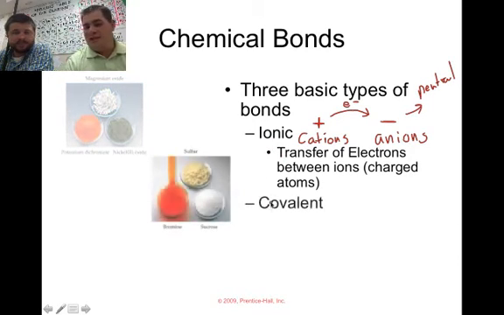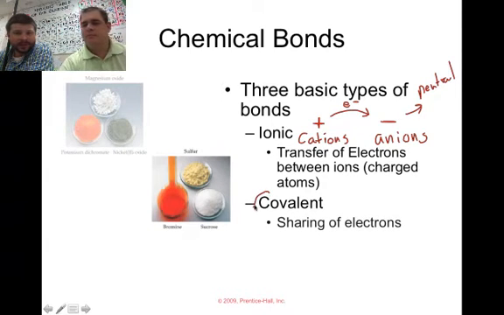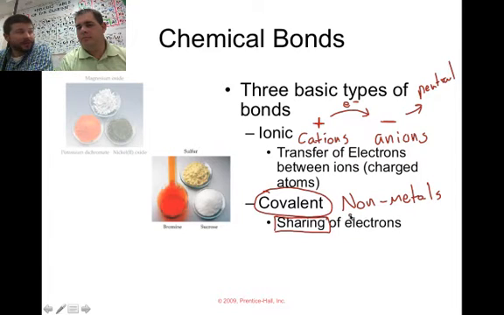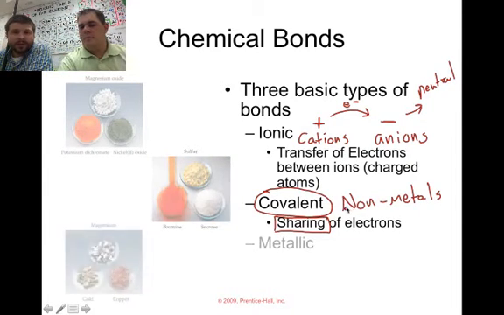So what about covalent? Covalent is a little bit different than ionic. Instead of transferring electrons, the key word here is sharing electrons. They're sharing electrons between two non-metals. So they have to be non-metals. In ionic, we were dealing with metals and non-metals. Now we're only dealing with non-metals.